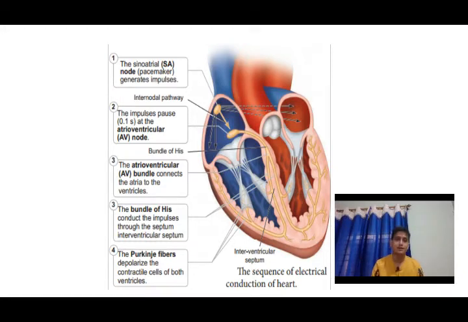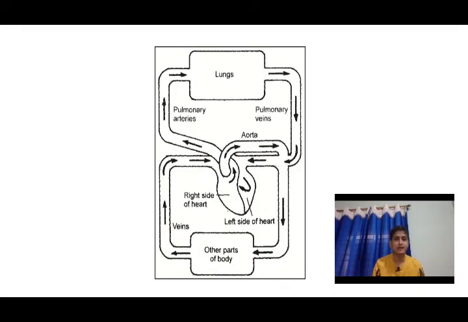The blood circulates through the heart twice to complete one cycle. That's why the circulation is called double circulation. One is systemic circulation and the other is pulmonary circulation. The systemic circulation is the circulation from the heart to the body and from the body back to the heart. This is the systemic circulation. And the pulmonary circulation is between the heart and the lungs.